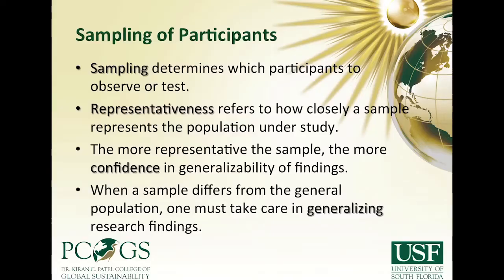So a big part of this is sampling. Our sampling determines which participants to observe or test. And the reason is because you can't interview everybody. You couldn't interview everybody at the university or in the city. That's why when you see political polling, they ask several hundred people or several thousand people questions in a city. Obviously, the most accurate thing to do would be to ask every single voter in the whole city what they think, but that's impossible to do.